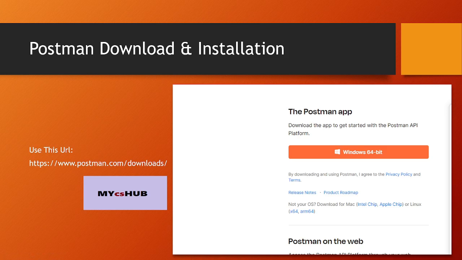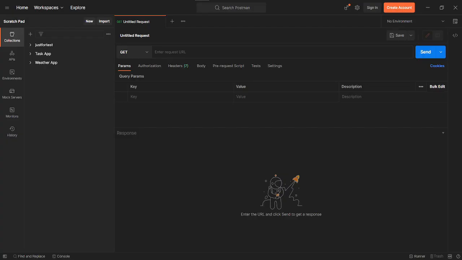You just need to click on this Windows 64-bit option, and then you will get a .exe file downloaded in your folder. Now you have to double click on the .exe file to install it on your system. Thereafter, after successful installation, you are going to see this kind of screen.